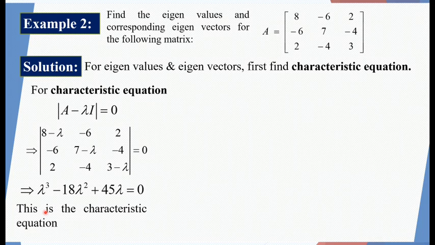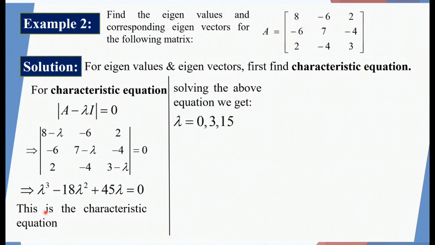This is a cubic equation, and this equation is known as the characteristic equation. On solving this, we can take lambda as common from here. So the second part will be lambda square minus 18 lambda plus 45, which is a quadratic equation. On solving it, we get lambda equals 0, 3, 15. So this is the third case, symmetric matrix with non-repeated eigenvalues.